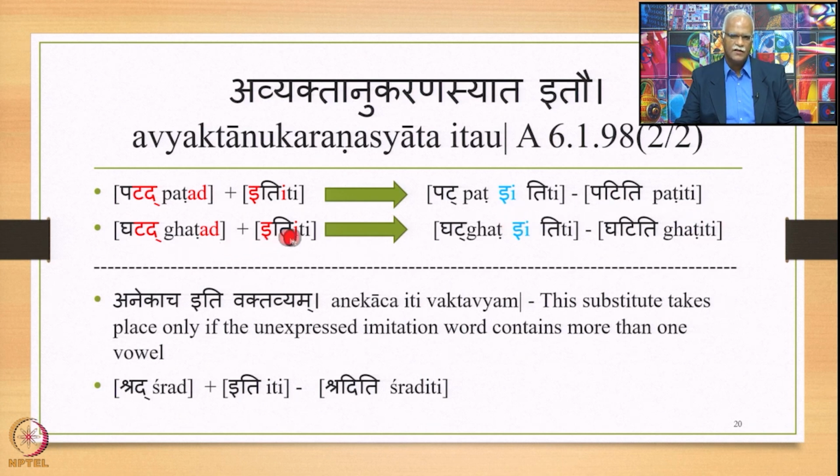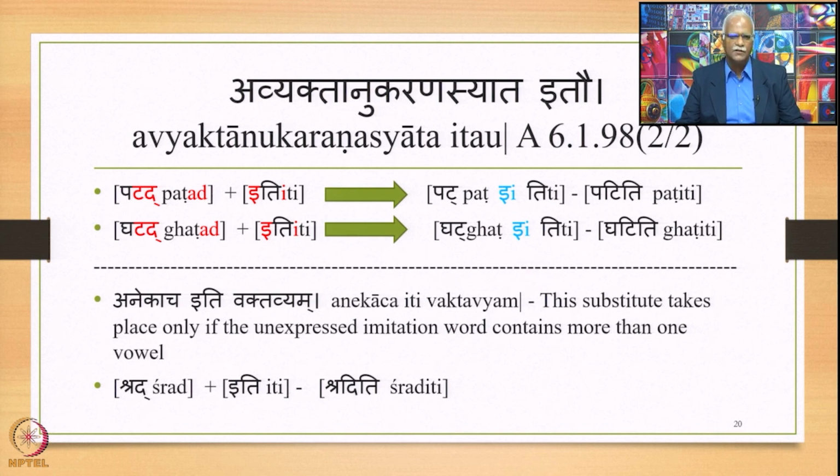Similarly, ghatat iti, and this at and e, they both have the sandhi effect, ghat, e and ti, and the resultant form would be ghatiti. So the substituents are at and e, and in place of both of them we have e as the substitute.